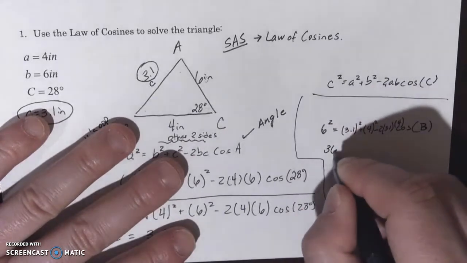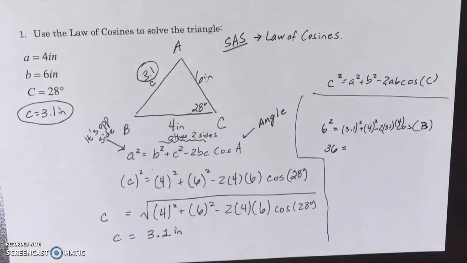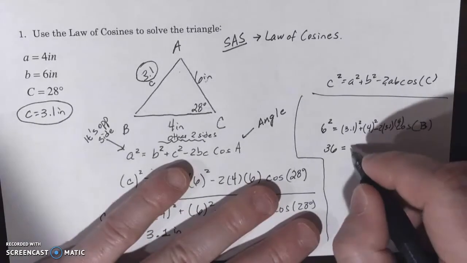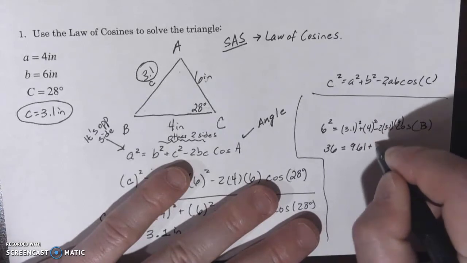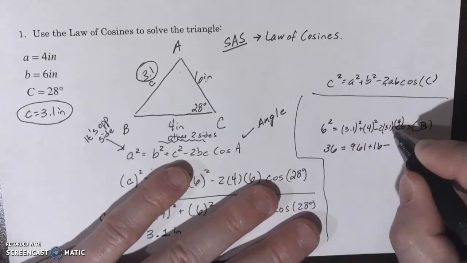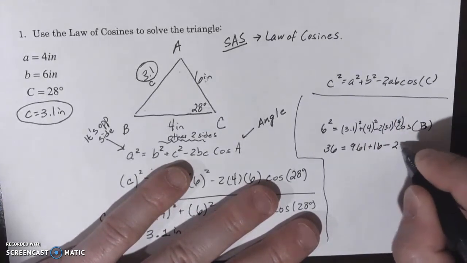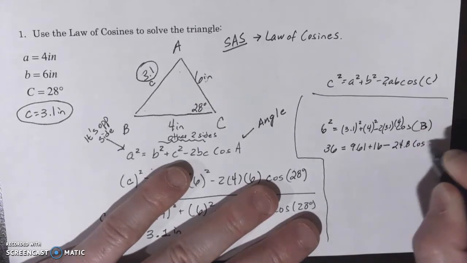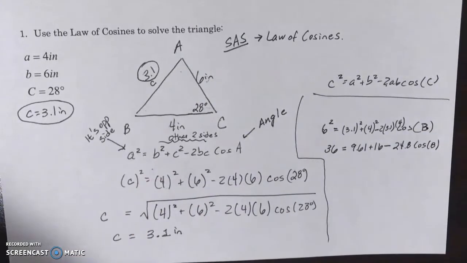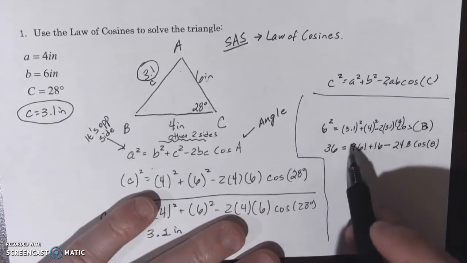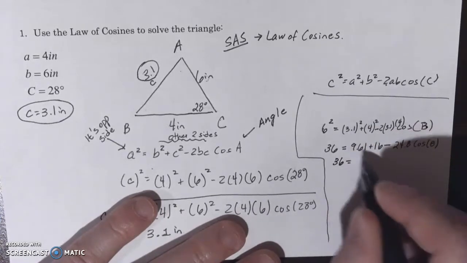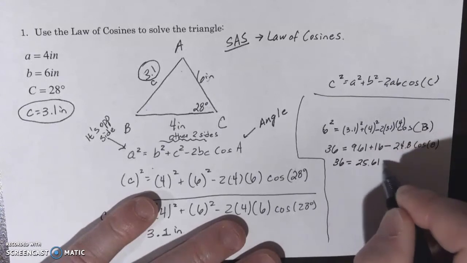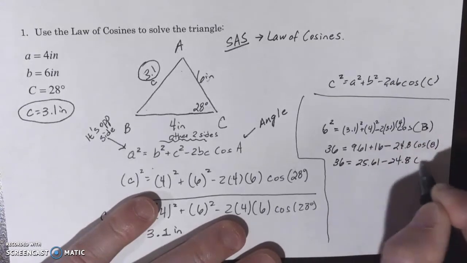6 squared is 36. All right, 3.1 squared is 9.61 plus 16 minus 2 times 3.1 times 4 is 24.8 cosine of B. All right. Now, we have a lot of students that like to break algebra rules here, okay? First of all, let's add these two together. 36 equals 25.61 minus 24.8 cosine of B.